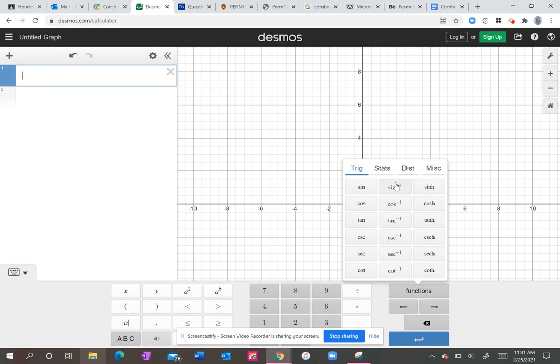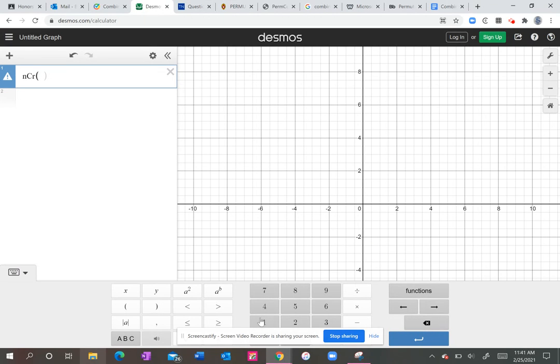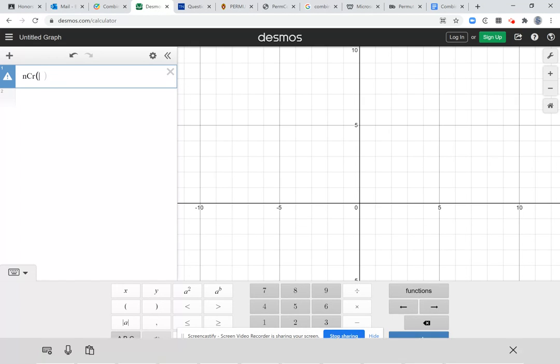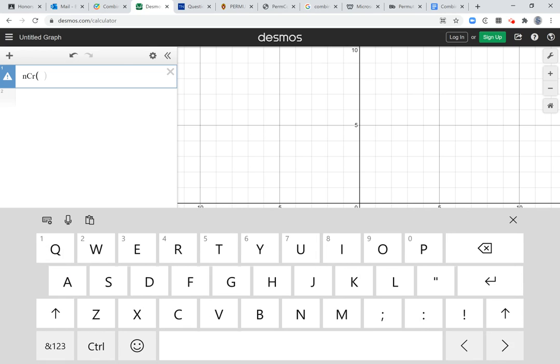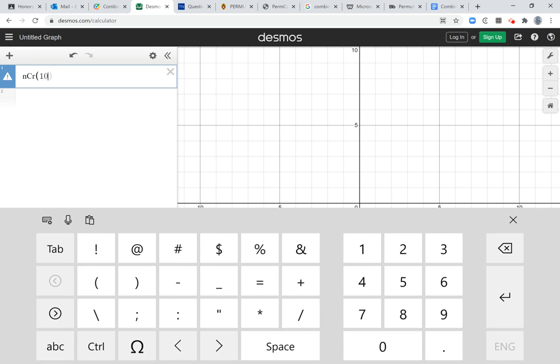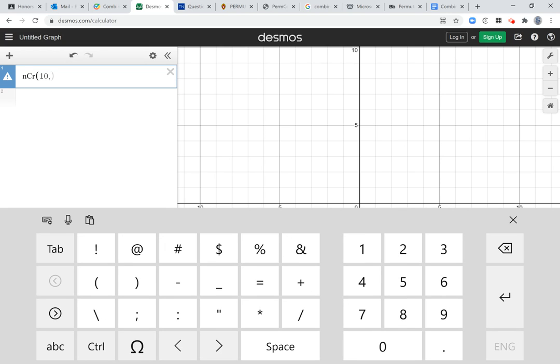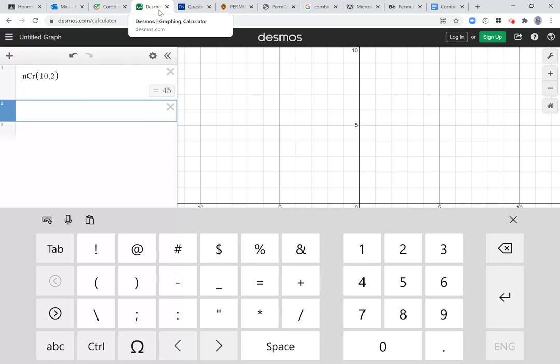So for this one, you would just do stats, nCr, and then you're just doing your numbers. So 10, comma, 2. So you get 45. So whatever one you choose to use, it doesn't matter. Just whatever your preference is.